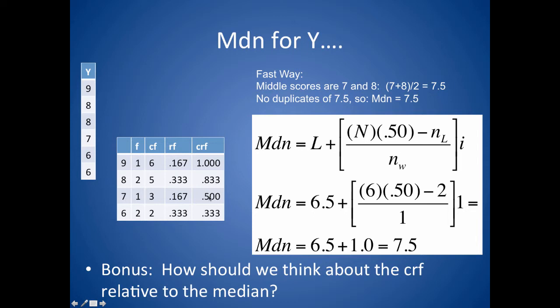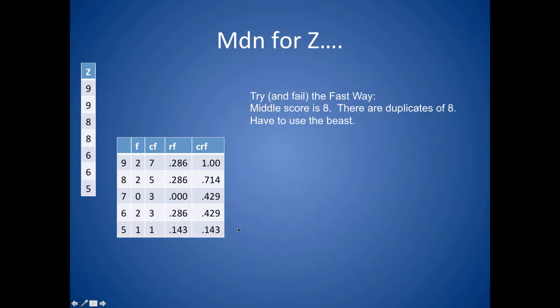Really, does this 0.5 go with 7 or does it go with the upper real limit? And think about how things ended up here. All right, one more, and let's try it for Z. We have an odd number of scores, 3 above this 8, 3 below this 8. This 8 is the middle score. There are duplicates of 8.